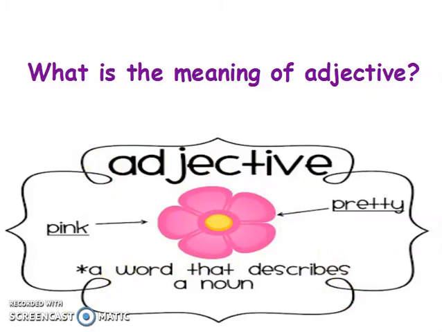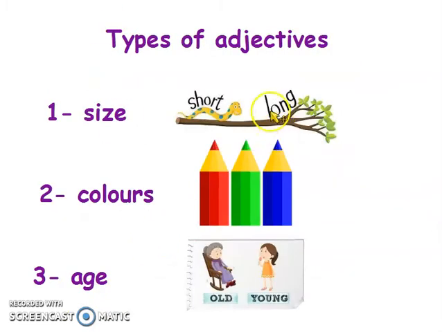Okay. We have, my students, different types of adjectives. إن أنواع مختلفة من الصفات of adjectives. Number one, the size. Size, حجم. For example, short or long. So, the first type of the adjective is size.